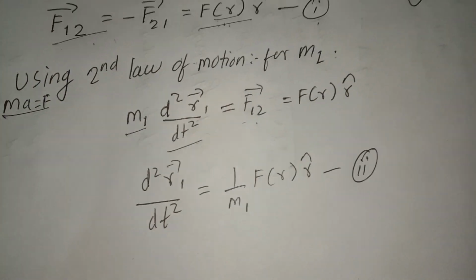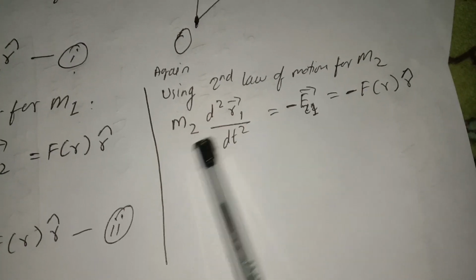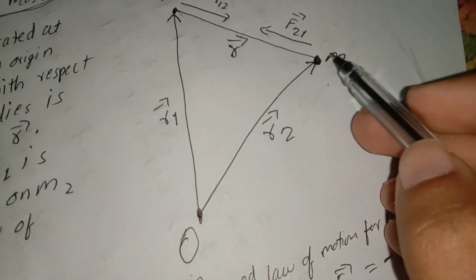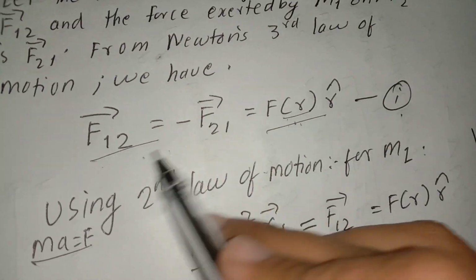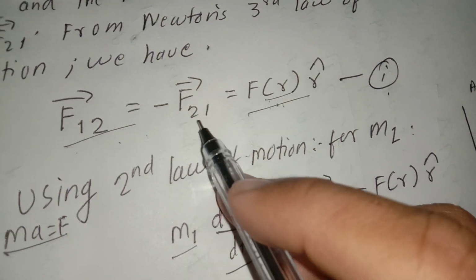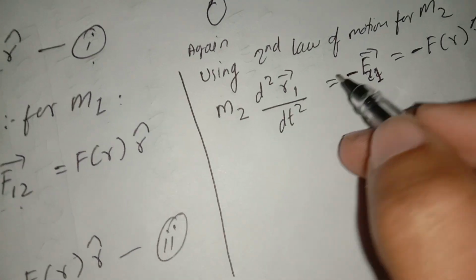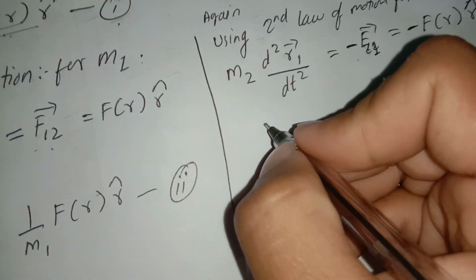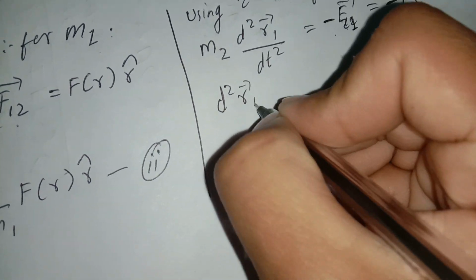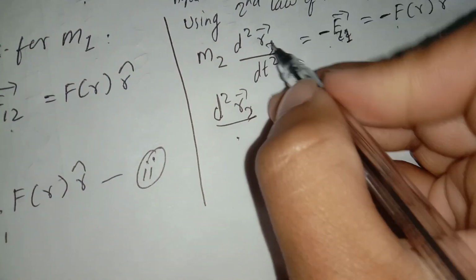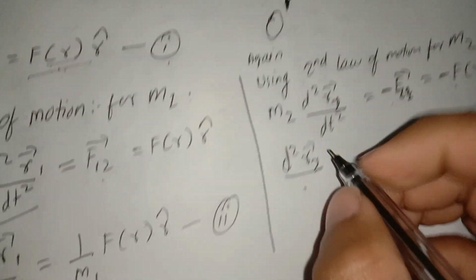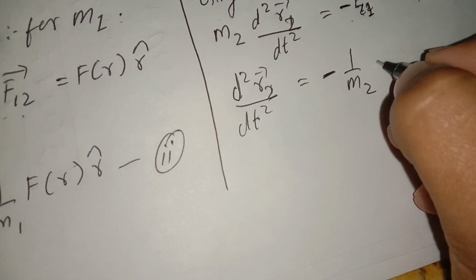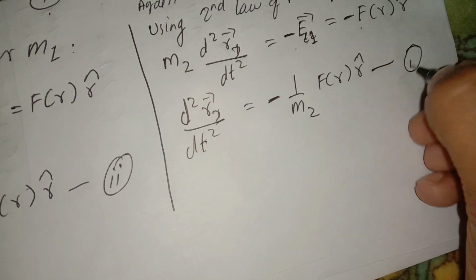Now the same for m2, doing the same thing, but as we know for 2-1, for the mass m2 we have the force F21. In equation 1 we got to know that F12 is equal to negative of F21. So we need to change the formula a bit, so it will be equal to negative F21. So now the central force is the repulsive force. I need to do this because it is the radial distance we are taking. So d square r2 by dt square is equal to negative of 1 by mass m2 times the central force. This will be our equation third.